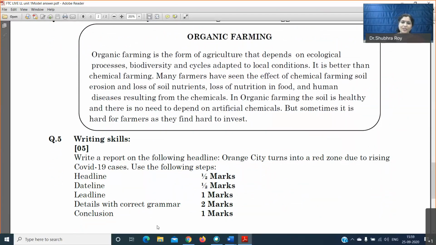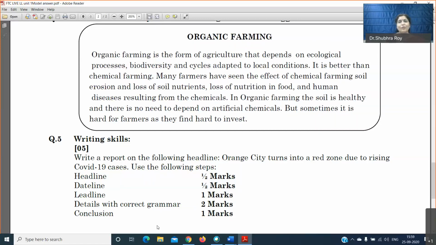And the last question is question number 5 in writing skills, which is report writing. I have already given you the formula for report writing. HDLDC, that is H for headline, D for dateline, L for lead line, details with correct grammar, and finally the conclusion. Even here you can score full 5 marks. But the problem is details with correct grammar I have written at 2 marks. Somewhere or the other, if any grammatical error occurs, then you will lose 1 mark.